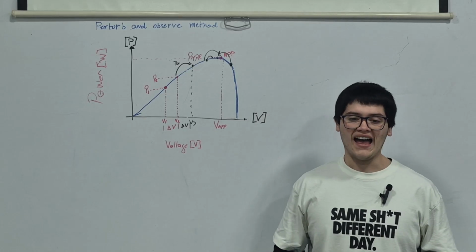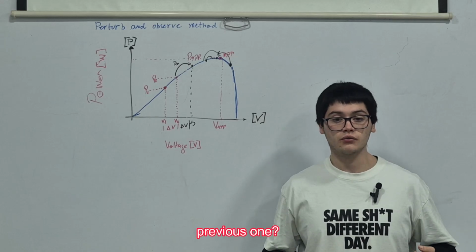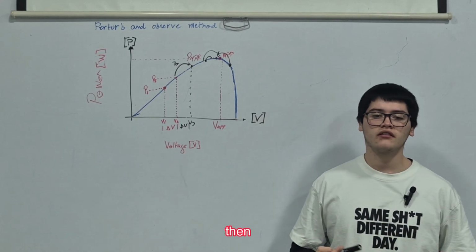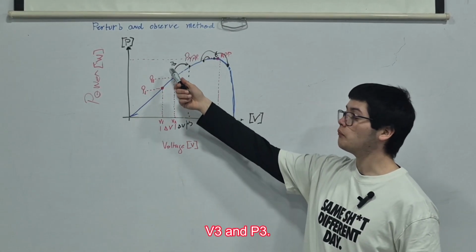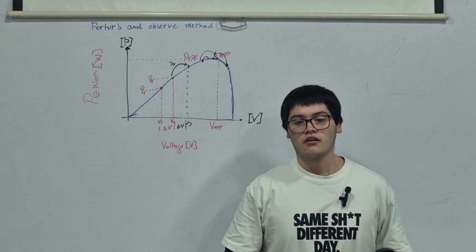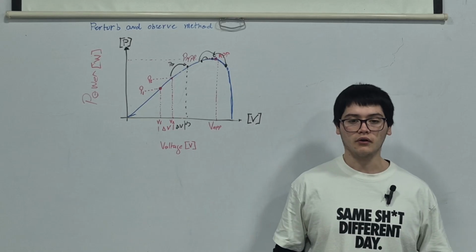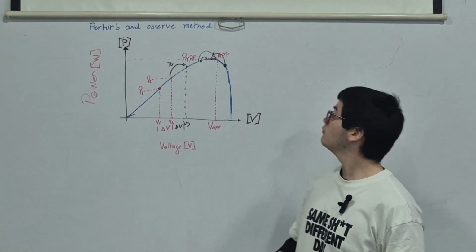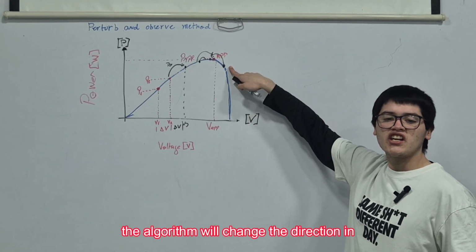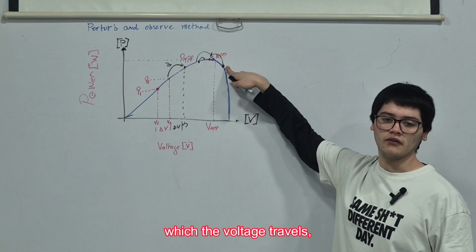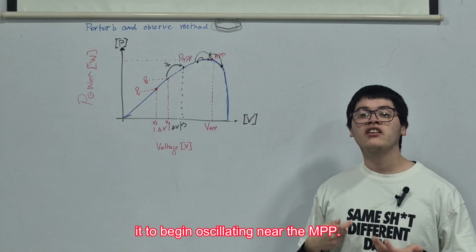What the algorithm asks now is: is the current power greater than the previous one? If so, then it continues increasing the voltage. For example here, V3 and P3. At a point after the MPP, the power will be lower than the previous one. For example here. So the algorithm will change the direction in which the voltage travels, causing it to begin oscillating near the MPP.